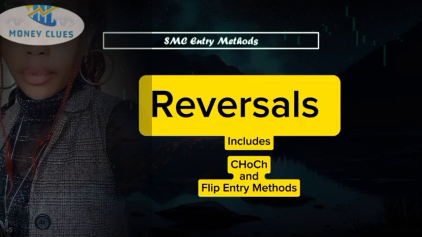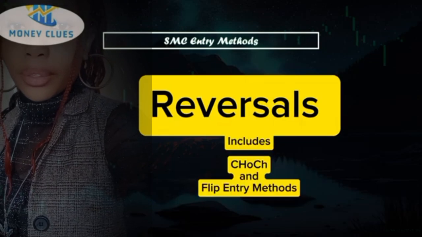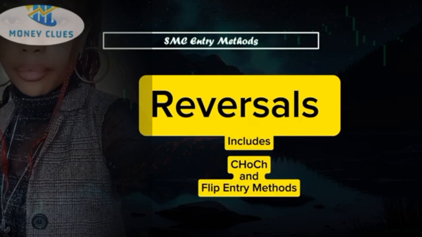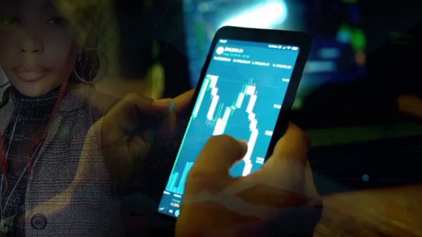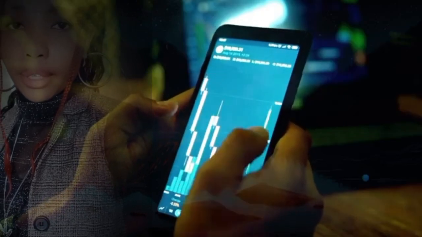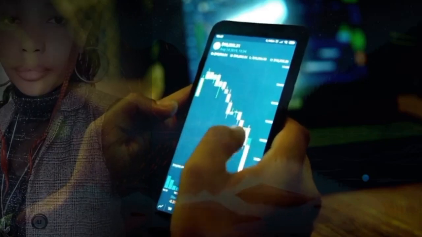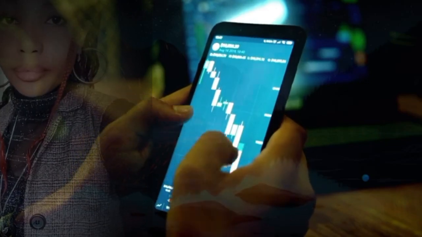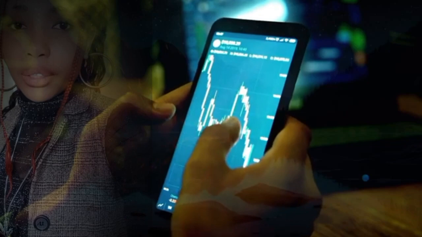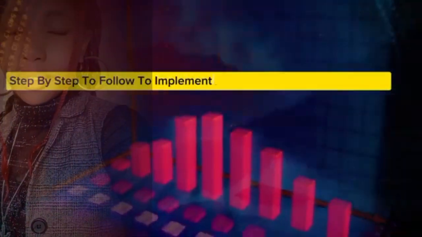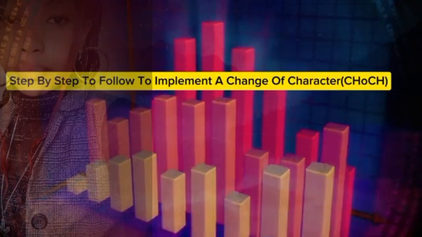The reversal entries include the change of character and flip entry methods. In this video, we'll put all that knowledge together to establish a trading plan based on the change of character, an approach that carries a higher win rate ratio with precise entry and exit points. Let me show you step-by-step instructions to follow to implement change of character.